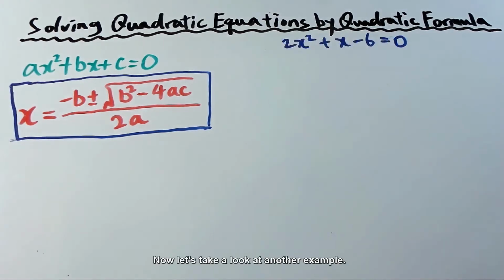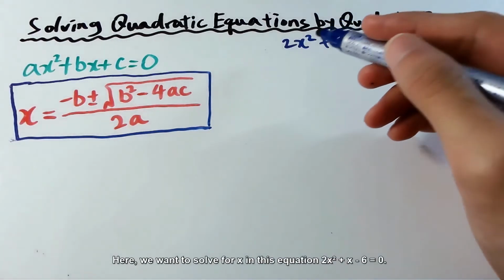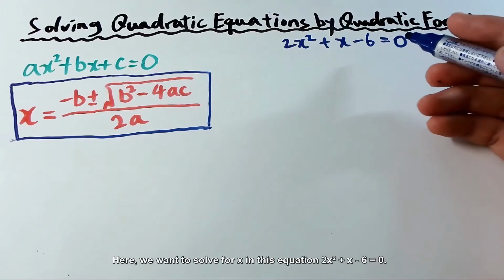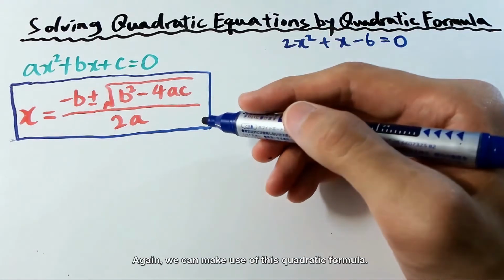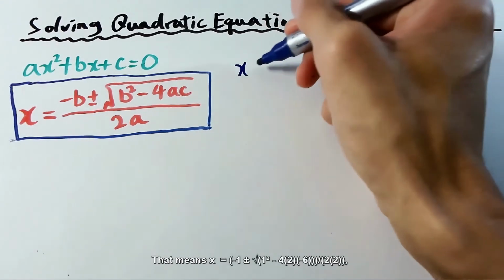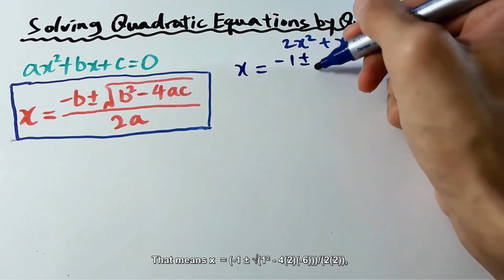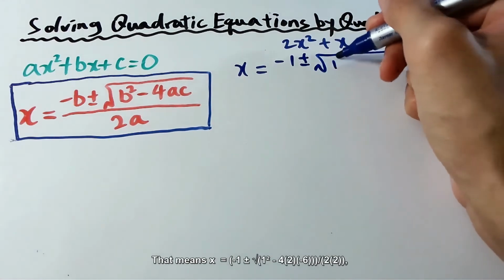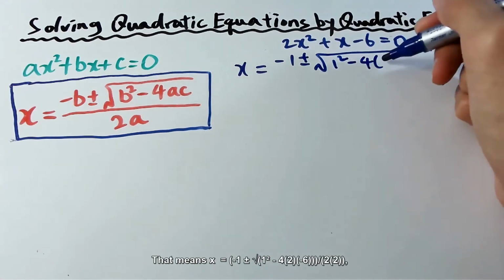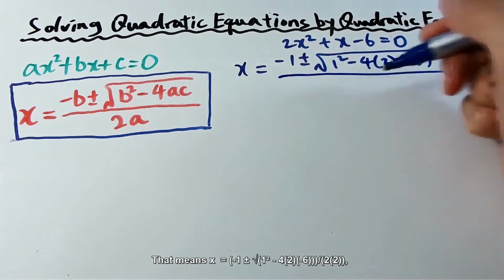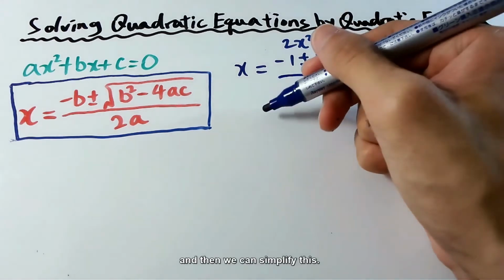Now let's take a look at another example. Here we want to solve x in this equation, 2x squared plus x minus 6 equals 0. Again, we can make use of this quadratic formula. That means x is equal to minus b, b is 1 in this case, plus or minus square root of b squared, which means 1 squared, minus 4ac, a is 2, c is minus 6, and then over 2a. And then we can simplify this.